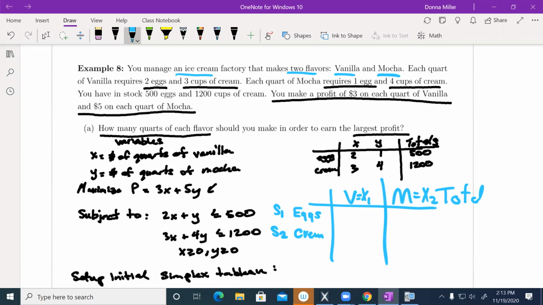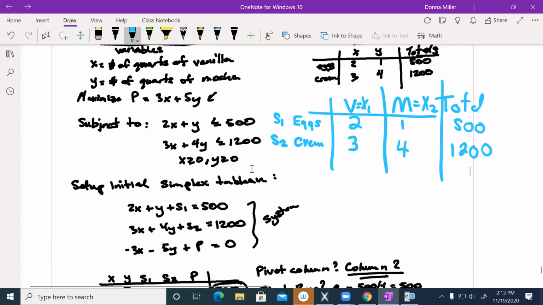Let me start filling stuff in. Each quart of vanilla requires 2 eggs and 3 cups of cream. You see I'm just filling in the table? Each quart of mocha requires 1 egg and 4 cups of cream. You have in stock 500 eggs and 1,200 cups of cream. So what I've done here is set up my slack variables, or I can pretty much read the equations and I'll get them.